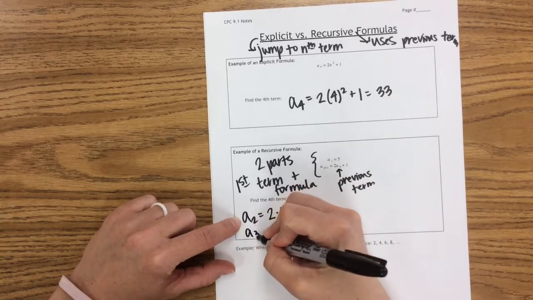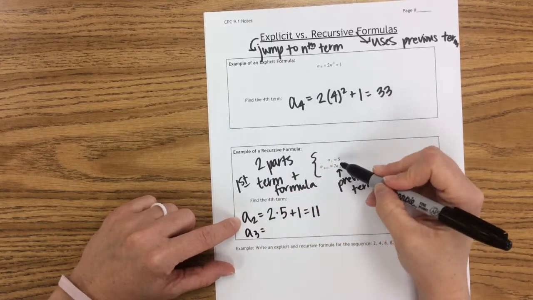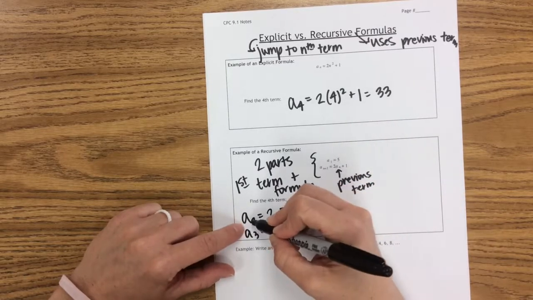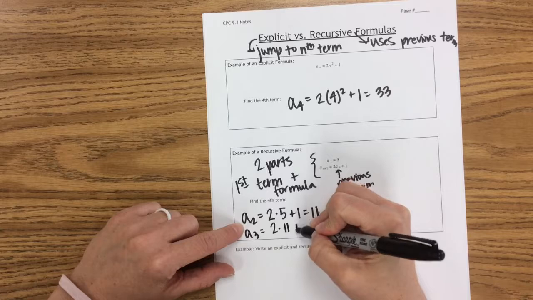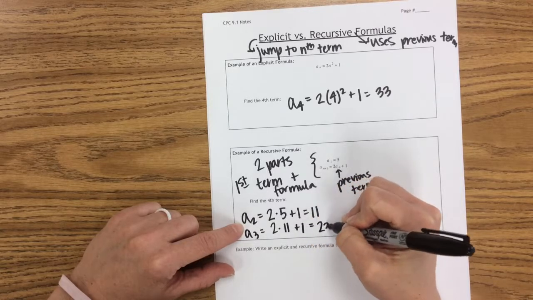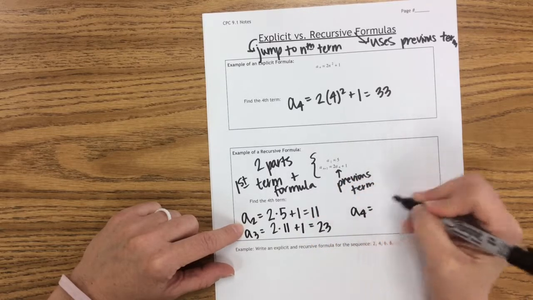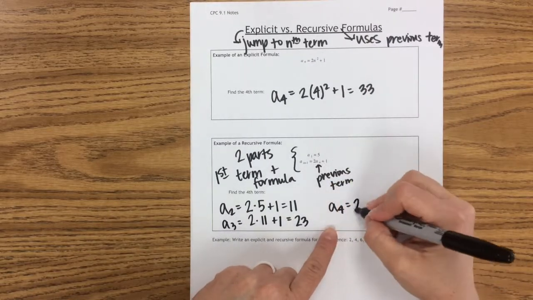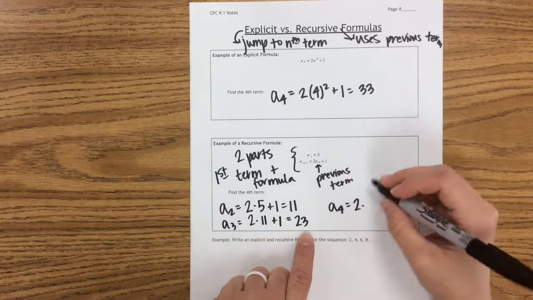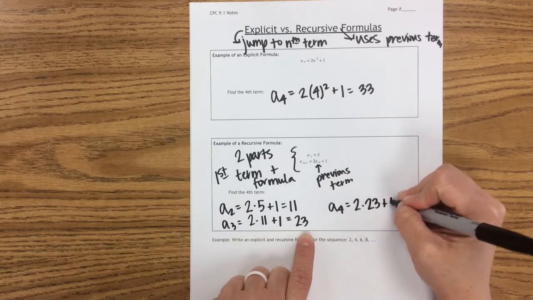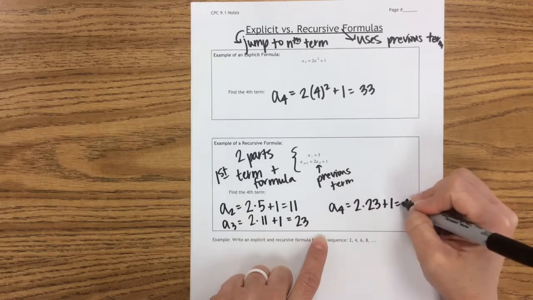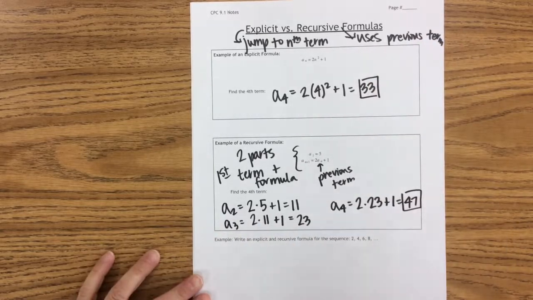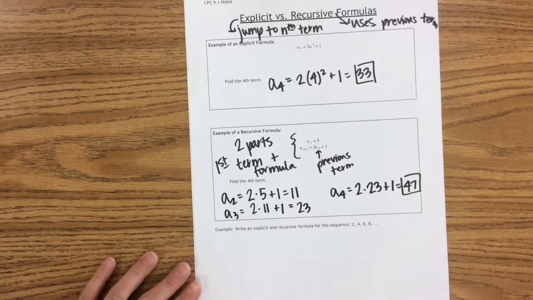Now we'll find the third term. So we take 2 times the previous term. What's the previous term? The second term's 11, plus 1, so we get 23. Now we can actually go for the fourth term, which is what we want. And we use the same formula. 2 times the previous term, which is 23, plus 1. So in order to use a recursive formula, you need all the terms before it to get there.